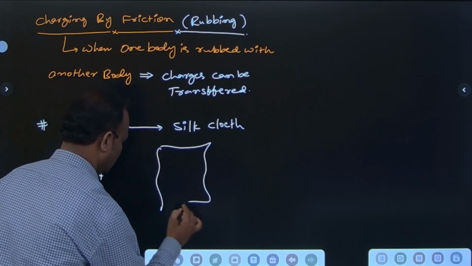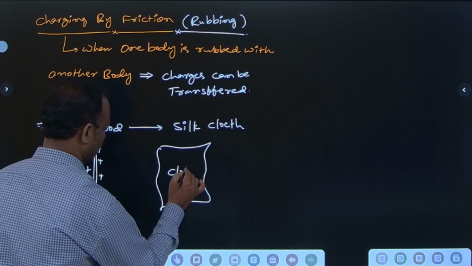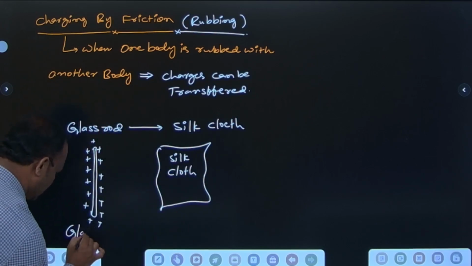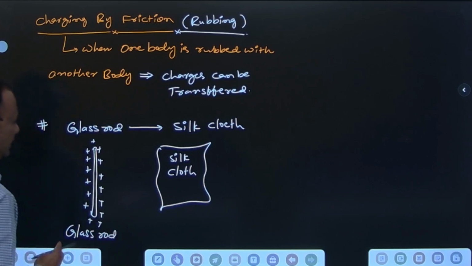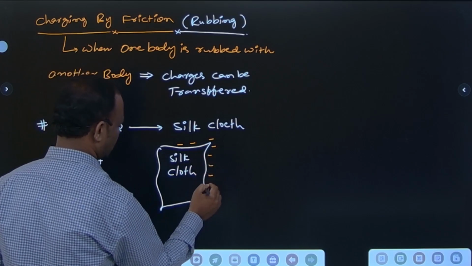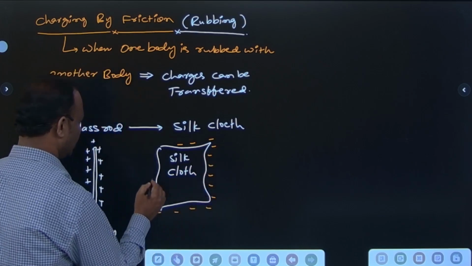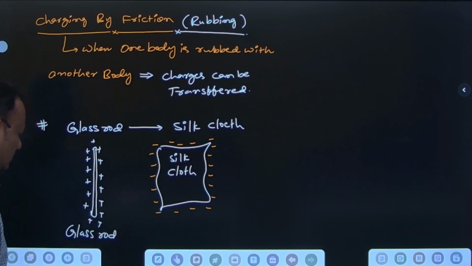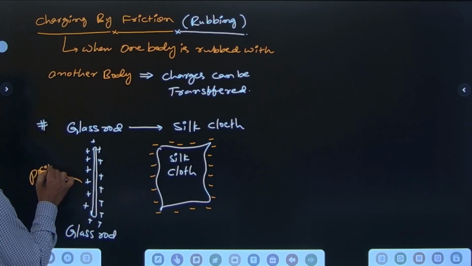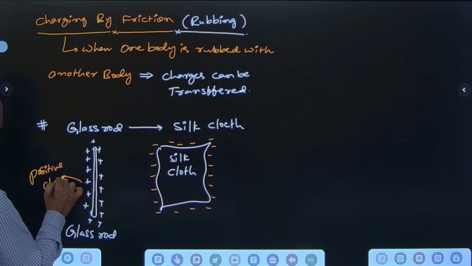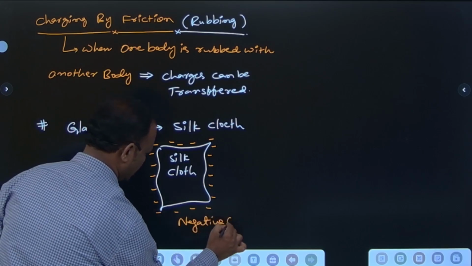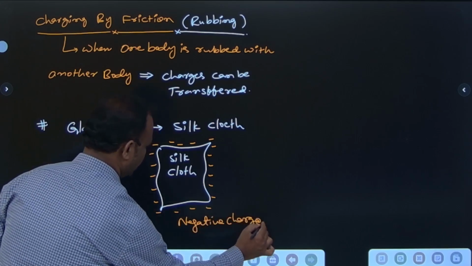So this is the silk cloth, and this is the glass rod. The glass rod loses the electrons, and the cloth gains the electrons. When electrons are gained, what charge is this? It acquires negative charge. So this one is a positive charge, and the next one is a negative charge. It's a positive and negative charge.